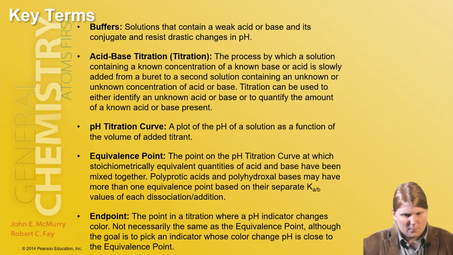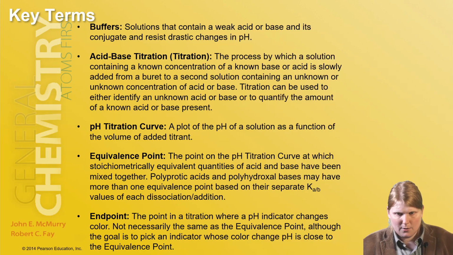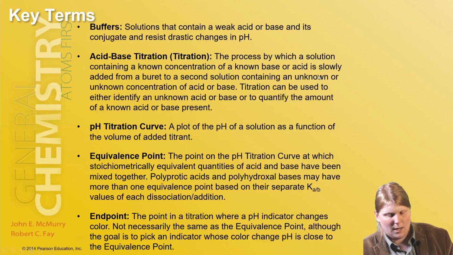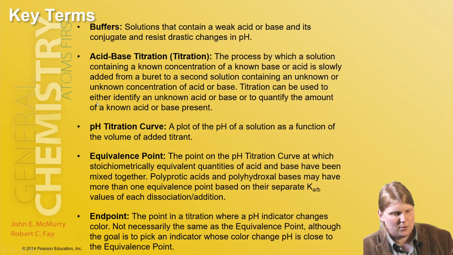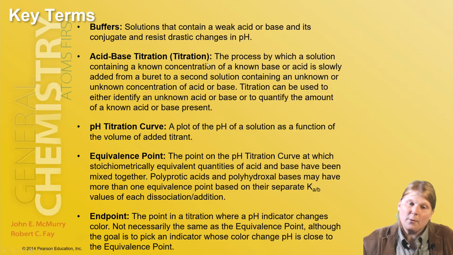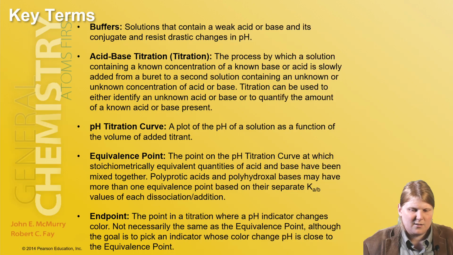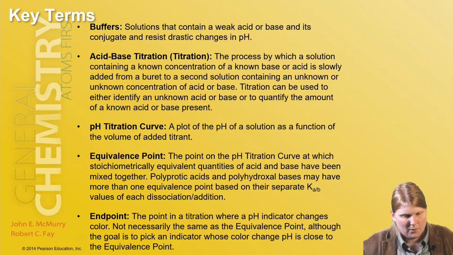So if we know the amount that we're adding, we can do the calculations to get a Ka for a weak acid or a Kb for a weak base and use that to identify it. If we know that going in, we can calculate an unknown amount of something. Titration can be used to identify an unknown acid or base or to quantify the amount of a known acid or base present. That's really the theory going on here. Typically it's the latter, it's quantifying, but you could in theory do the other one as well.